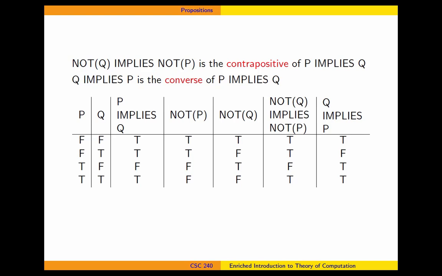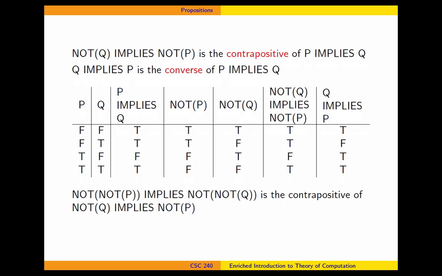The converse of an converse is the original implication. What about the contrapositive of an implication? The contrapositive of not Q implies not P is not not P implies not not Q. If we simplify this by replacing not not P by P and not not Q by Q, then we get back the original formula P implies Q.